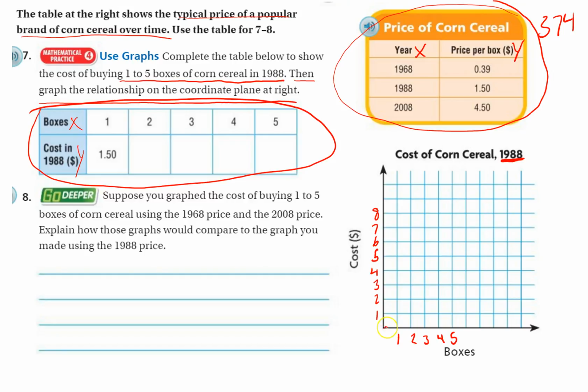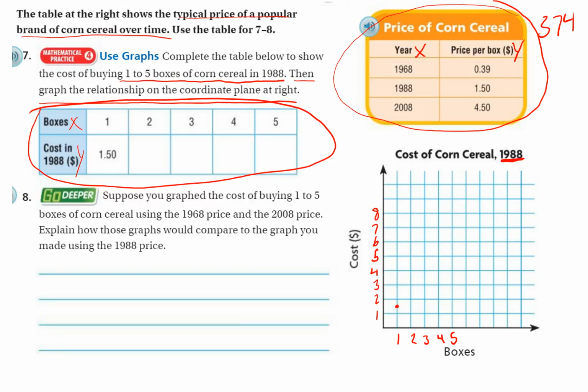So X is 1, so I run over to 1. And now Y would be $1.50. So when I rise, I want to rise past the 1 and go right in between the 1 and the 2. So my point's going to be about here. Okay. So I ran over to 1 and then I went up past the 1 because it's more than 1 and it's 50 cents, so it's going to be right in between.